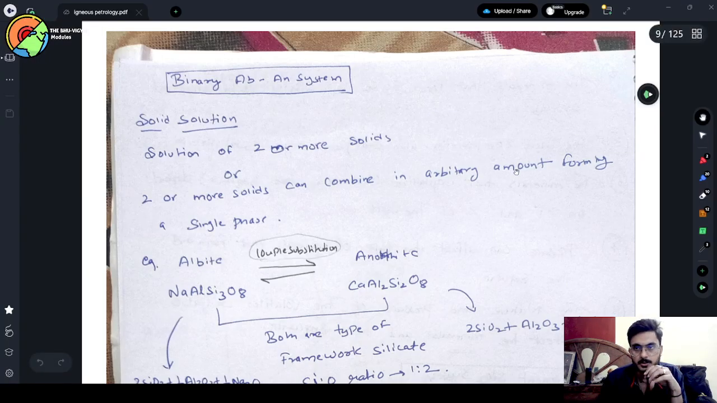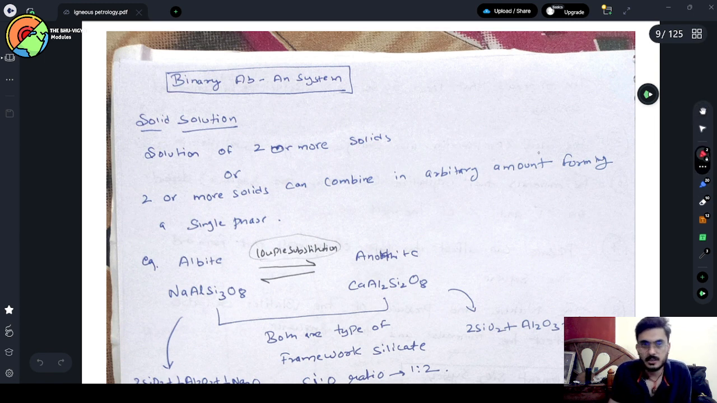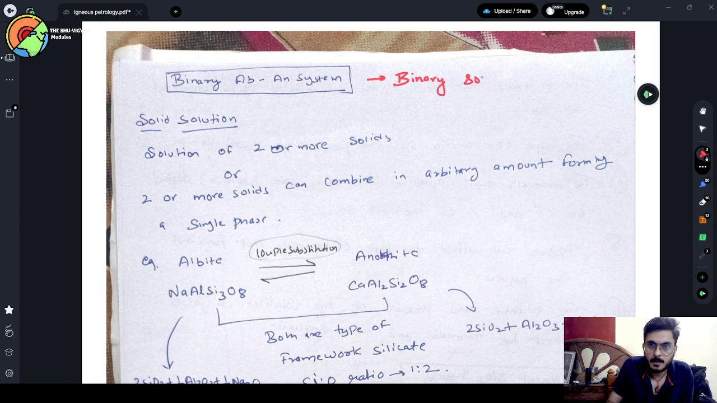So this is lecture 2 of the Igneous Petrology course. We will start with the binary albite-anorthite system. It is also known as a binary solid solution system.